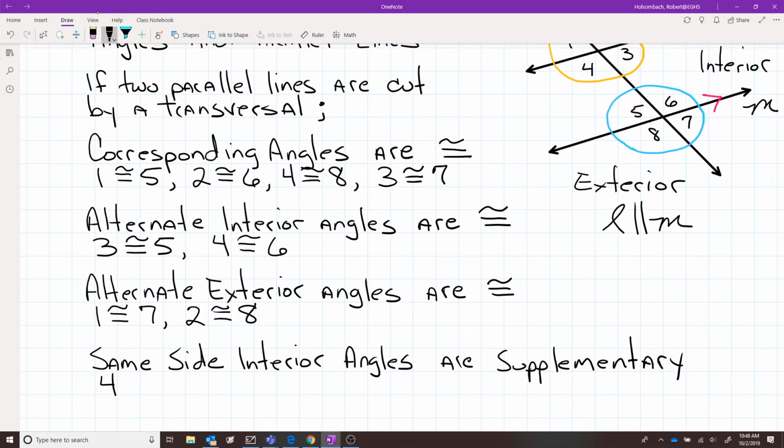So that means angle 4 plus, what's same side interior with angle 4? Same side interior, that's angle 5. 4 plus 5 equals 180 degrees. What's your other pair of same side interiors? Angle 3 plus angle 6 equals 180 degrees.